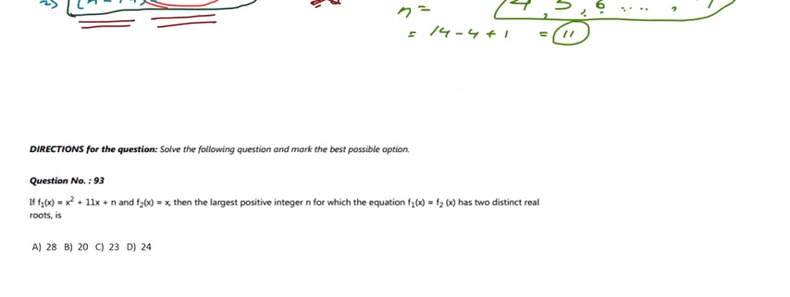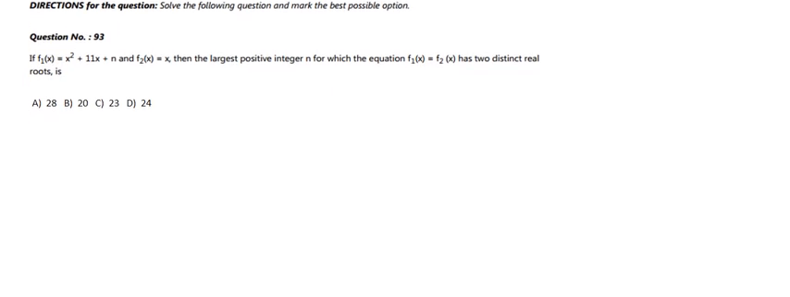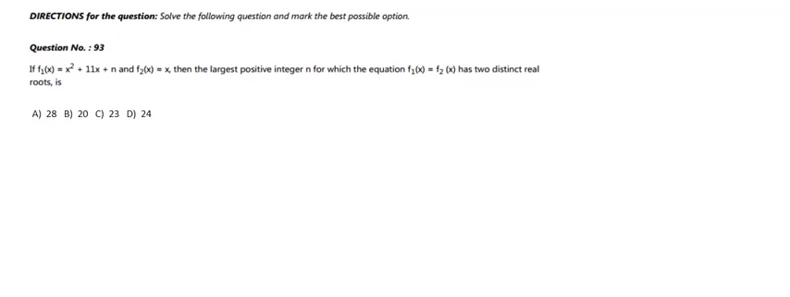So now let's move on to our next question, that is question number 93. Question 93 says if f1 equal to x square plus 11x plus n and f2 equal to x. So here we have been given two different functions, f1 and f2. Then the largest possible integer n, for which equation f1(x) equal to f2(x) has two distinct real roots. Okay, so we need to find the largest possible n in this first function. For that, equating both equations, we get two distinct and real roots.